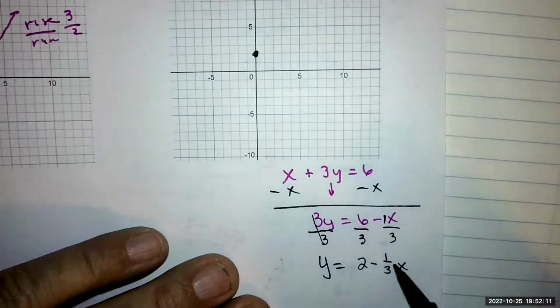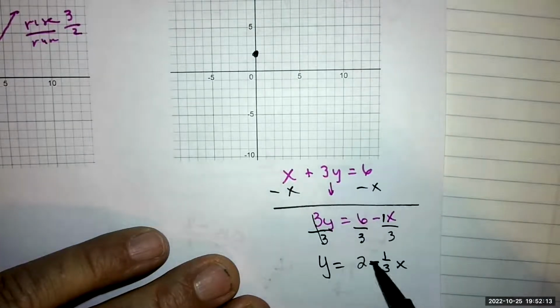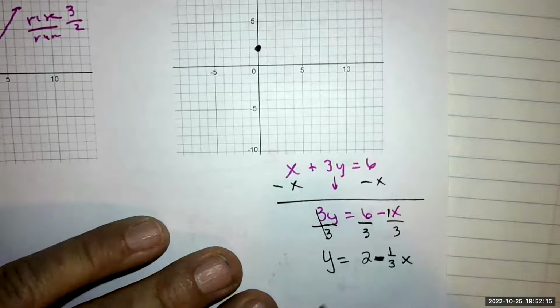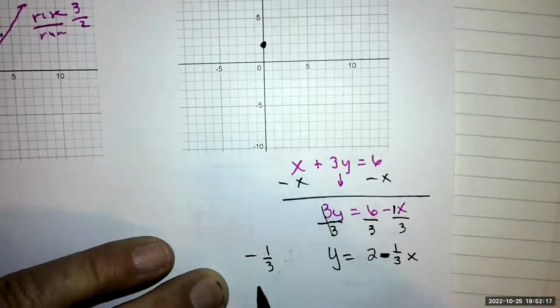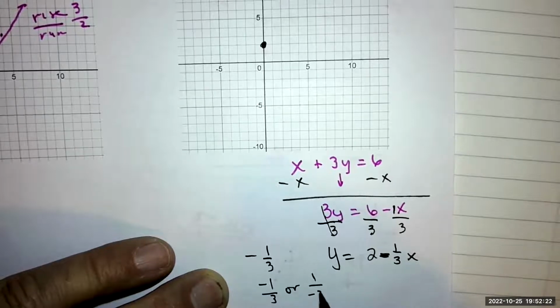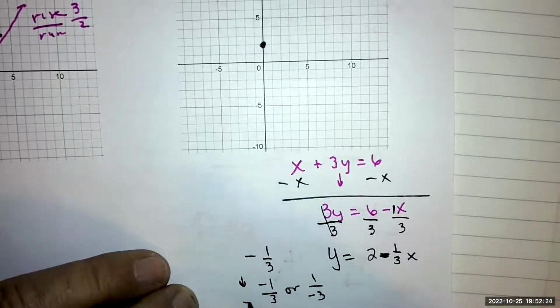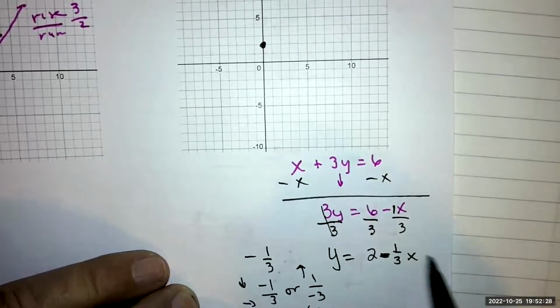Rise over run is up 1. Oh, it's a negative. I better pay attention. That's a negative. So if it's a negative 1/3, I can put the negative on the top, or I can put the negative on the bottom. That means I could go down and to the right, or I could go up and to the left. All right, I'm going to do both so you can see it.